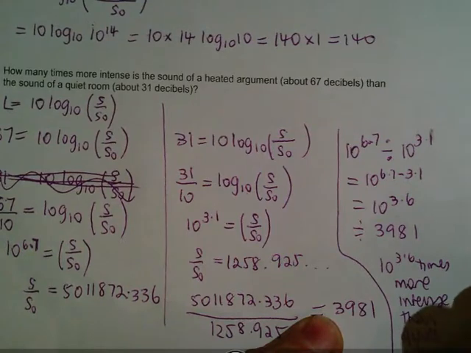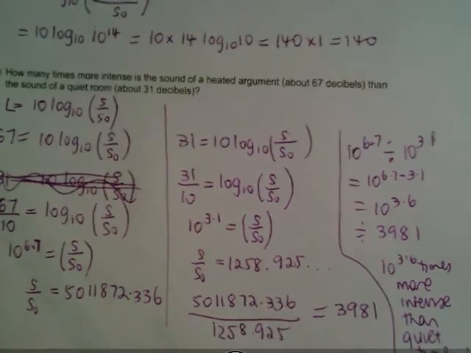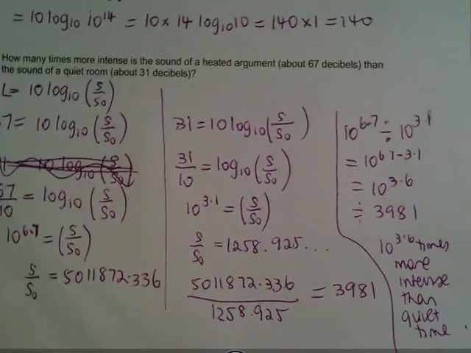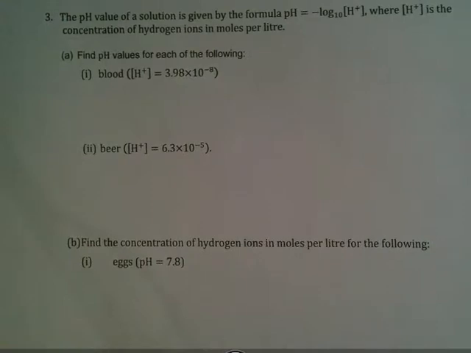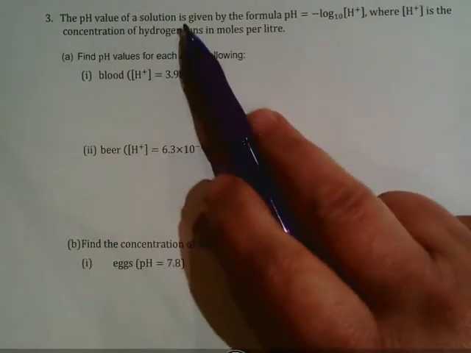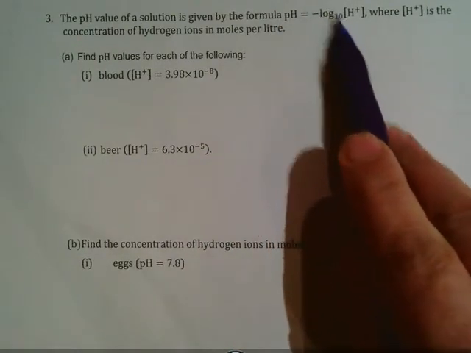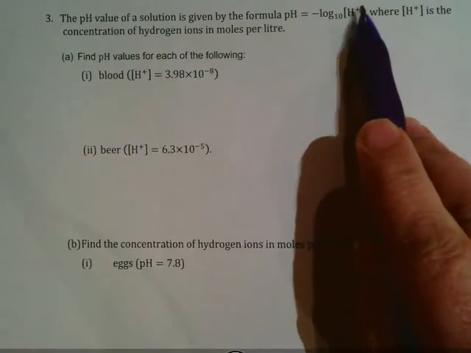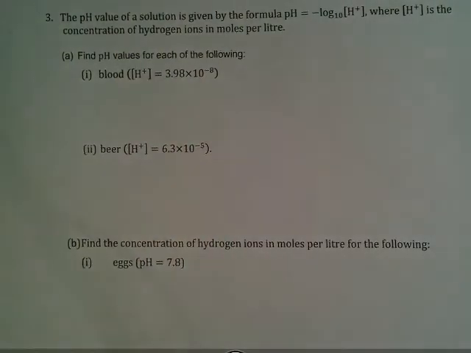Now, that value is 3,981, or approximately 3,981. Now, just some chemistry applications here. Some of you may have seen this in Year 11. The pH value of a solution is given by the formula pH equals minus log to the base 10 of the hydrogen ion concentration, H+ in square brackets. That is called the concentration of hydrogen ions in moles per litre.